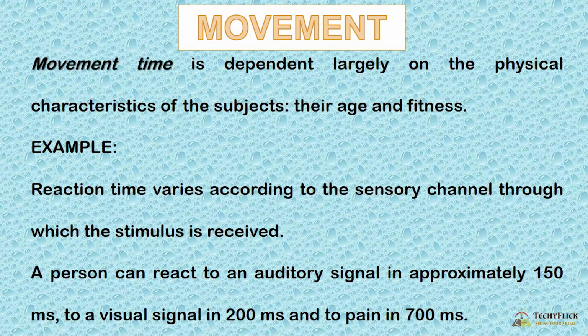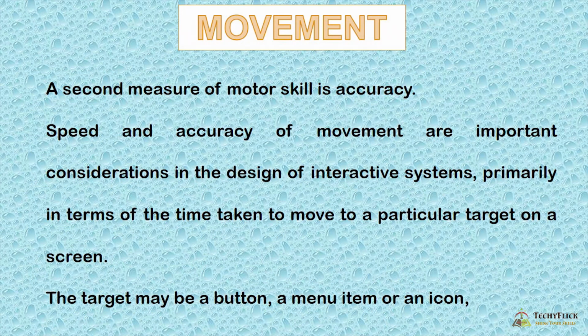Movement time is dependent largely on the physical characteristics of the subjects, their age, and fitness. Reaction time varies according to the sensory channel through which the stimulus is received. A person can react to an auditory signal in approximately 150 milliseconds, to a visual signal in 200 milliseconds, and to pain in 700 milliseconds. A second measure of motor skill is accuracy.